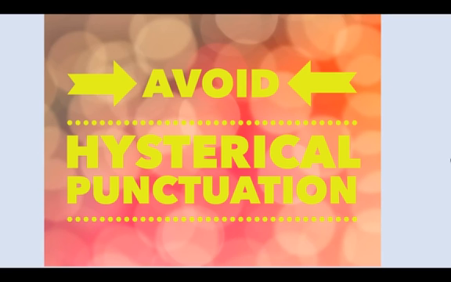One very, very relevant to young people: avoid hysterical punctuation. The exclamation mark is probably the most commonly abused form of punctuation. Something like this. She saw him across the room.